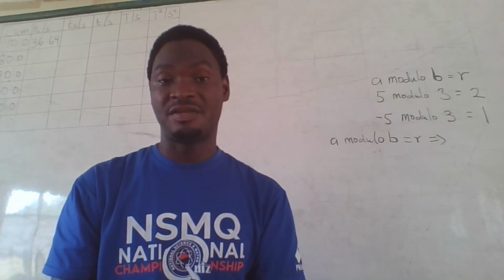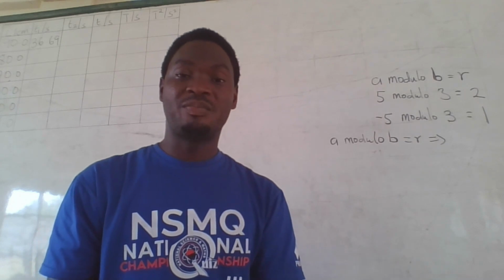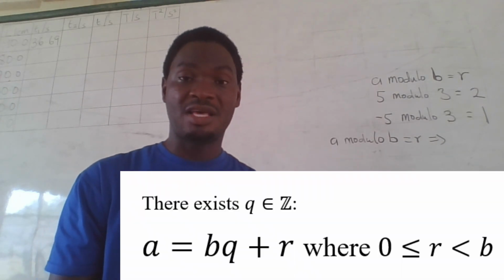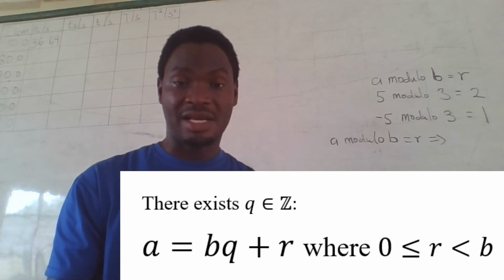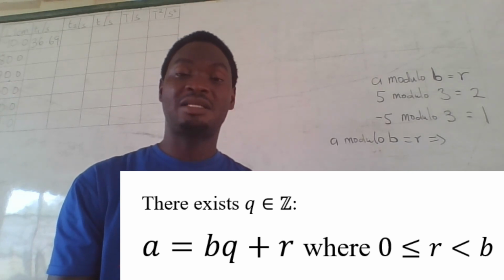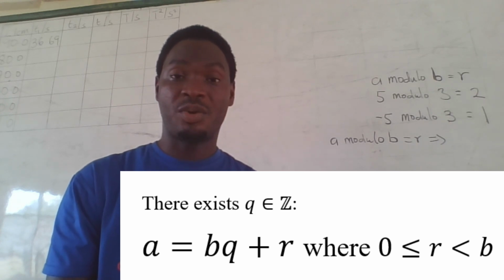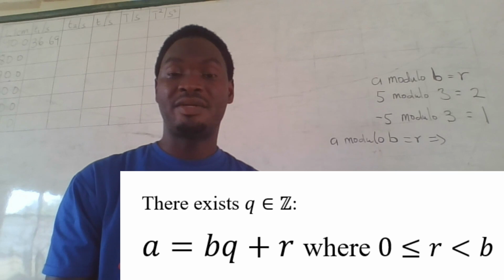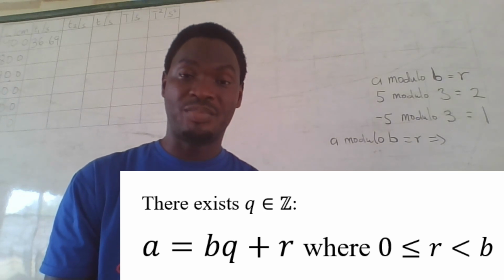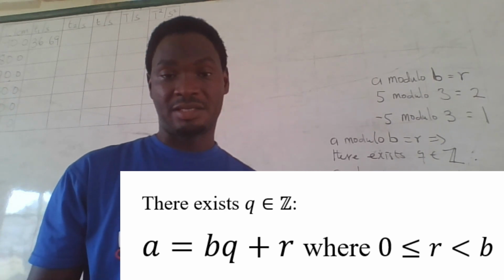This is a matter of definition. When we say A modulo B is equal to R, we mean to say that there exists an integer Q such that A is equal to B times Q plus R, where R is greater than or equal to 0 but less than B.